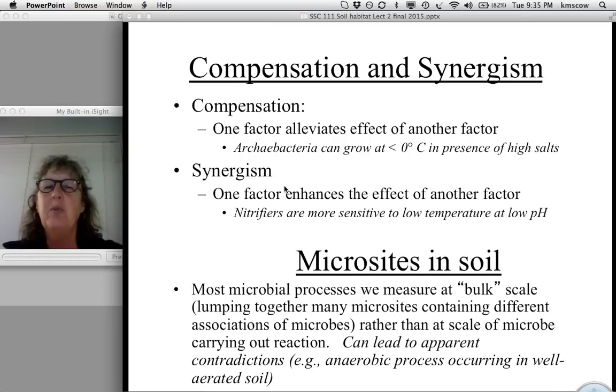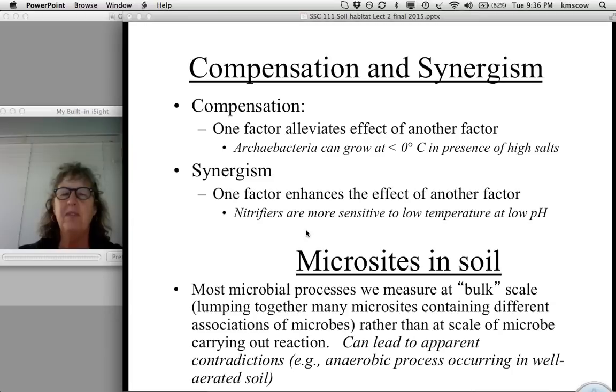And synergism, where one factor enhances the effect of another factor. So the opposite. In this case, nitrifiers are going to be more sensitive to a low temperature if they are also in a low pH environment. So again, when you're trying to create these mathematical models to predict rates of microbial activity, you may have to be concerned about these potential interactions of different factors.